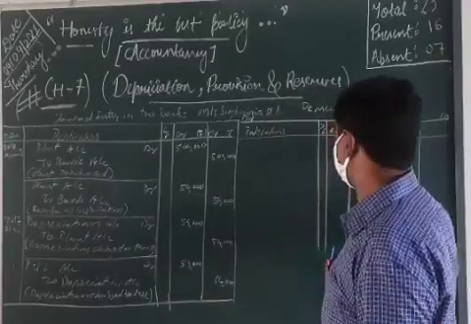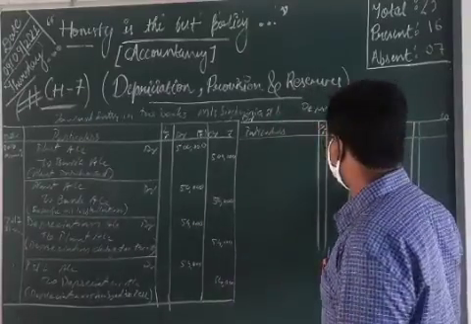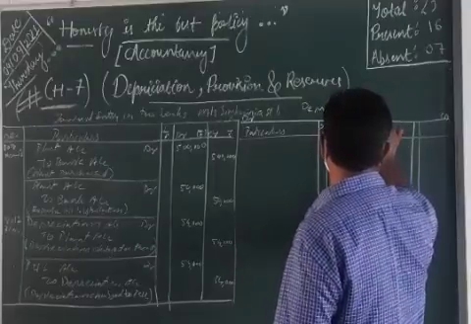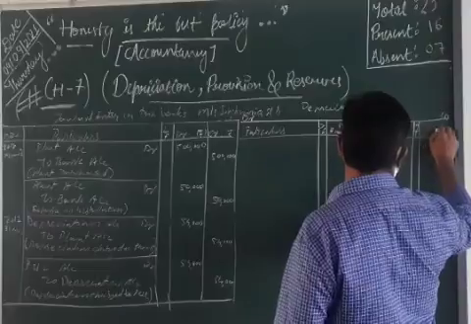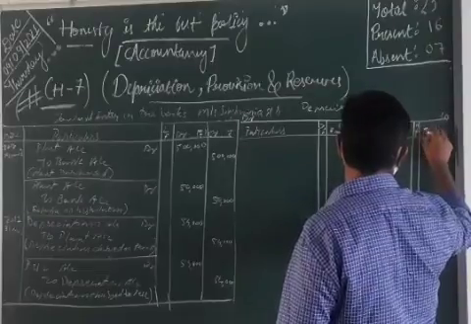This is one side completed. Next again date column is there. After that the J amount in rupees.